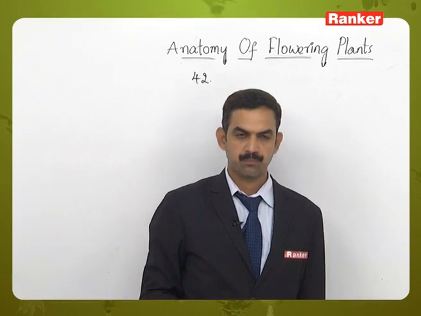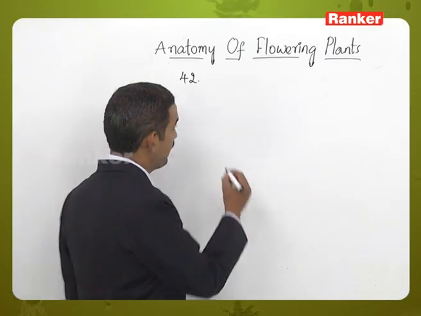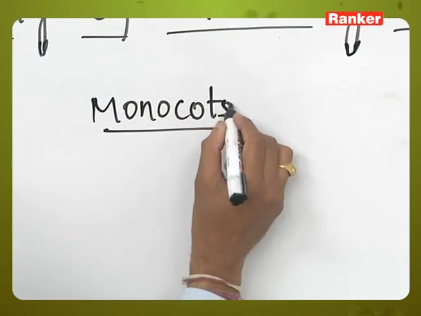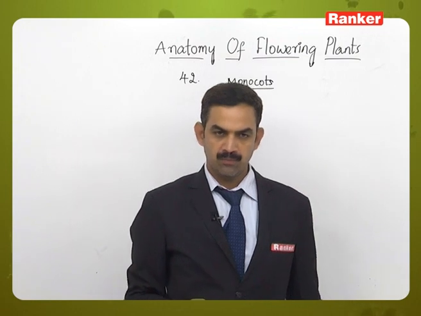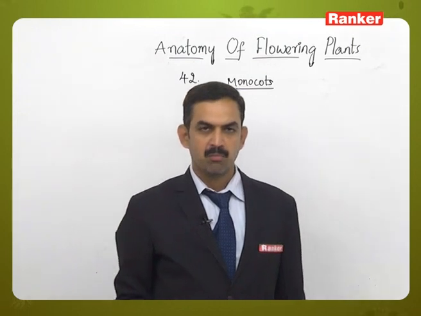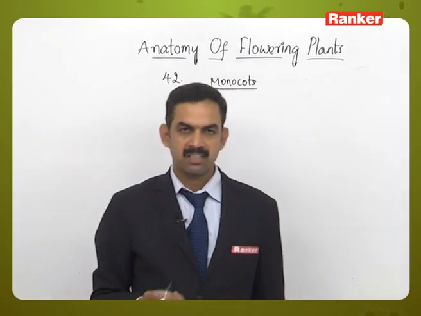Question number 42. Grafting is not possible in monocots because the given options are: A. Have parallel venation, B. Lack cambium, C. Herbaceous, and D. Have scattered vascular bundles. Generally, monocot plants do not exhibit secondary growth. And one more thing to consider here, it is not because of parallel venation, because the veins are present in the leaf, they are not concerned with secondary growth or the grafting process.